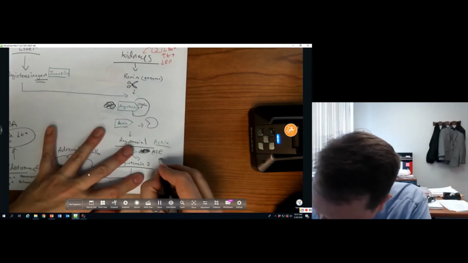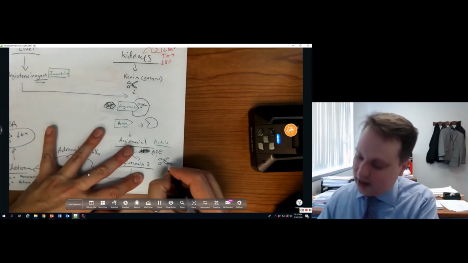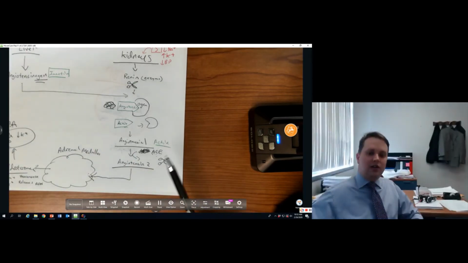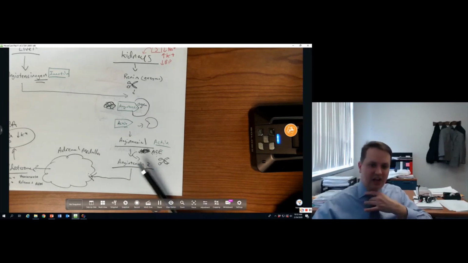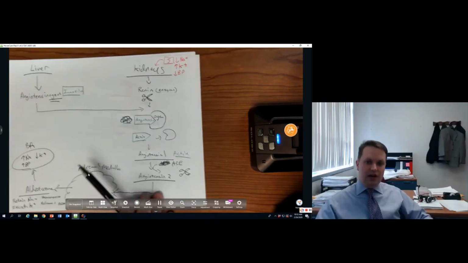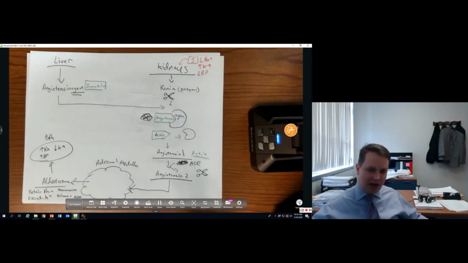and also draw a pair of scissors here. ACE is again like a pair of scissors, activating and clipping things. Okay, it activates and clips where this stuff goes. Now, why am I teaching this? You guys will give drugs called ACE inhibitors.